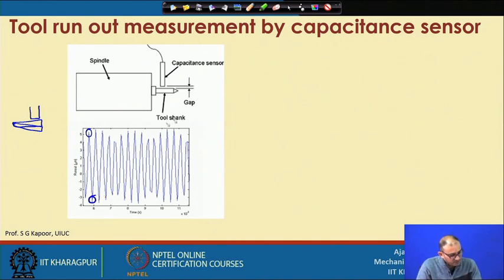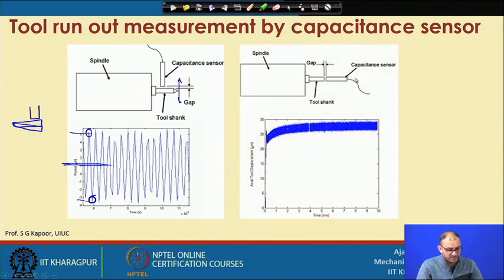Within that rotation, which is in microseconds, when you rotate it, it will give you a signal. This particular signal will tell you the radial run out, in this direction. If you see, this is moving within plus or minus 5 micron, almost. So, this much is the run out. The run out is 5 micron here. So, this is about the radial part.